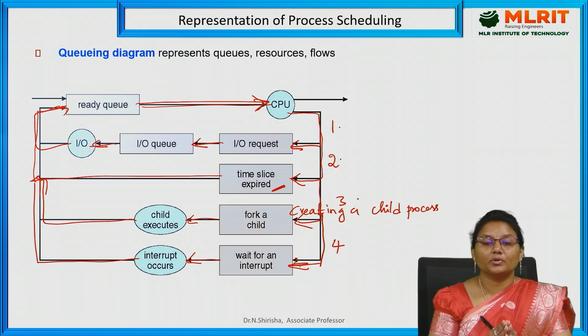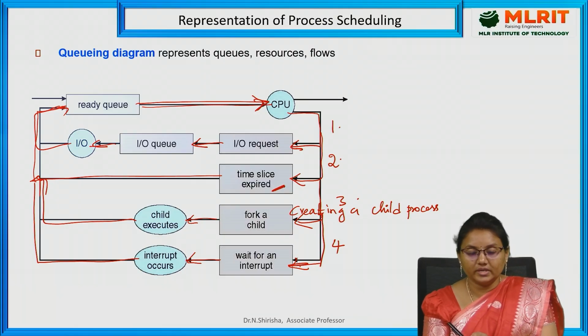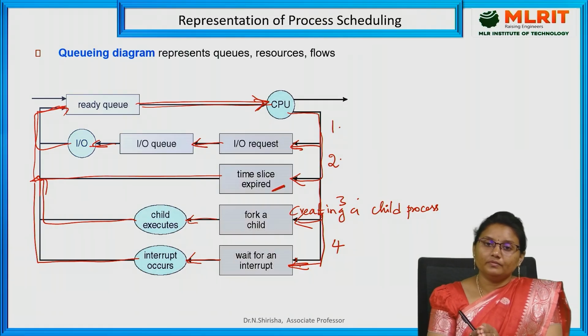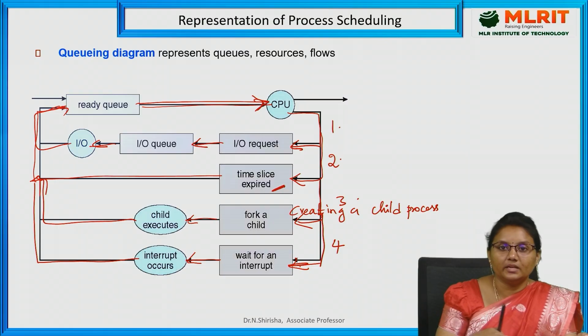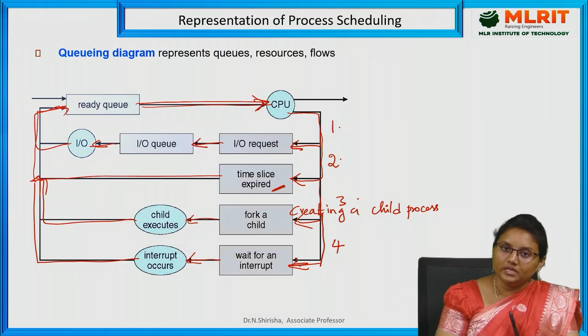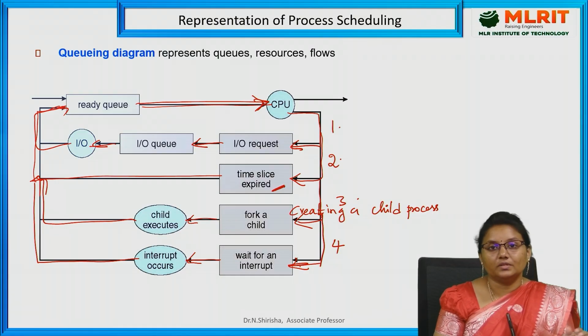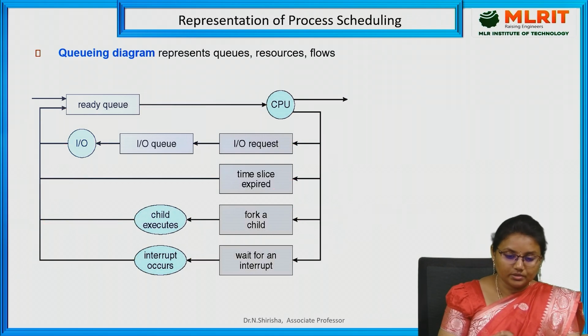A process undergoes execution, that means it goes directly from the ready state to the running state and processor. But from there, without completion, it can come back. So these are the 4 scenarios where the process can come back: when it has an IO request, when it has an interrupt or an event to occur, when a time slice expires, and whenever a child process is getting created. Okay. So this is called a queuing diagram.